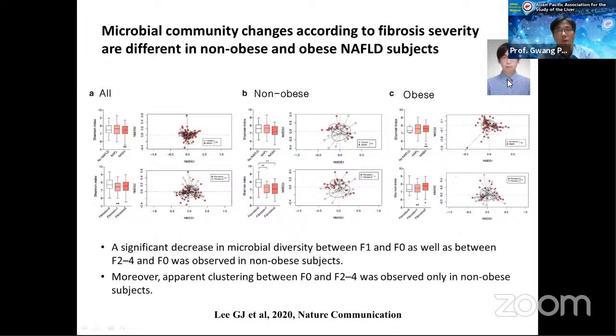So we analyzed over 200 subjects in this Korean NAFLD cohort, which was very precisely diagnosed with biopsies. And when we analyzed the microbiomes, we found that the microbial community changes according to the fibrosis severity are quite different between non-obese and obese NAFLD subjects. When you look at all the population together, we couldn't find any special patterns. And also we couldn't find any significant association in the obese population. But we found that there is a significant association with gut microbiota in the non-obese population.